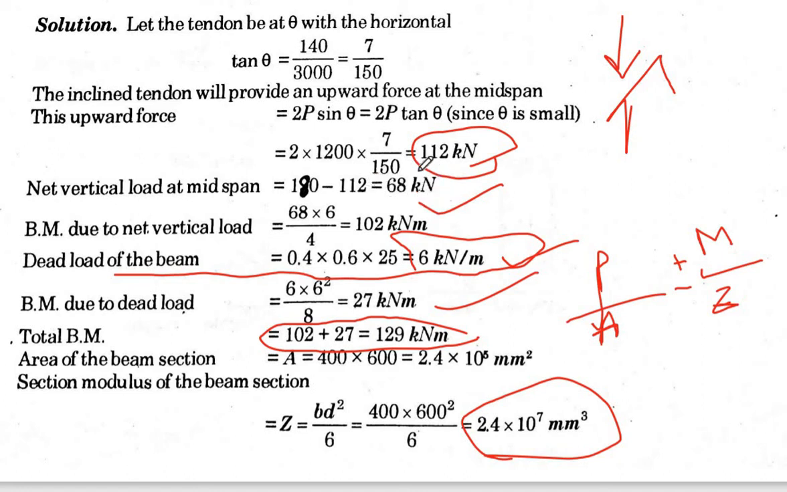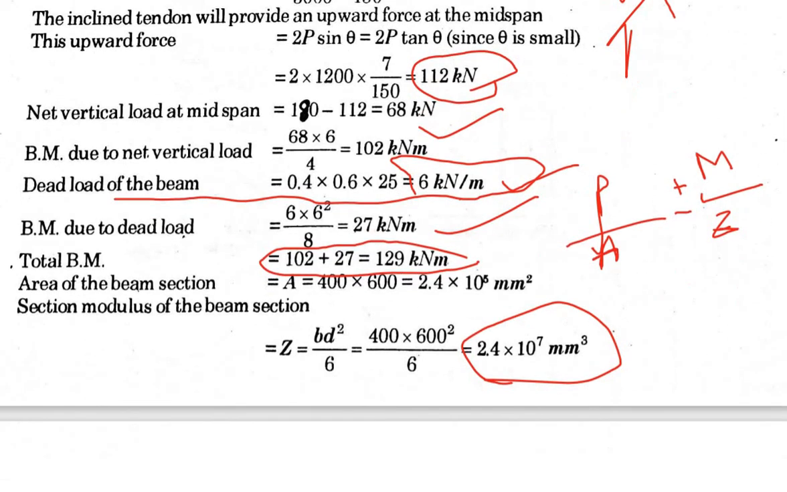So therefore the moment will be how much? WL by 4, we know, and L is 6 meter. So now we got the total moment to be 102, which is our bending moment due to the net vertical load, and we have the bending moment due to the dead load. So the total load is this much.